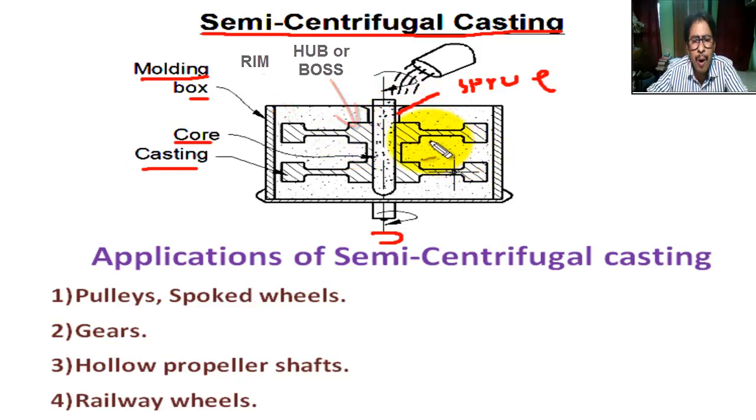First, enter the molten metal into the hub. From the hub, it is forced outward towards the rim by the centrifugal forces.